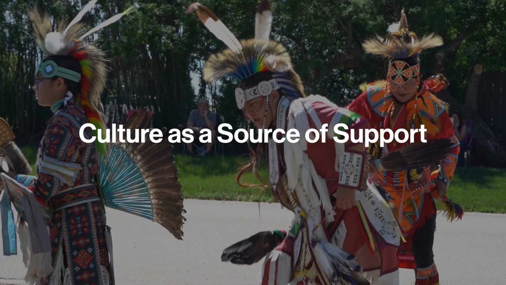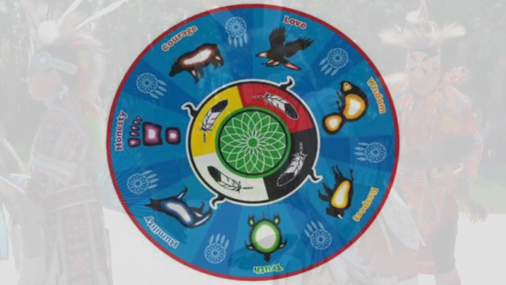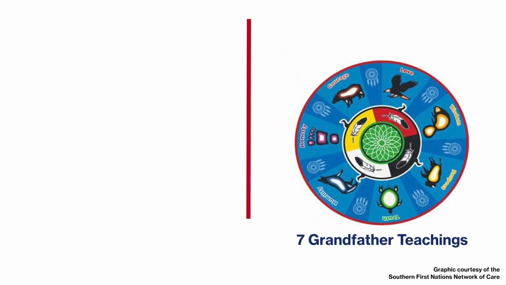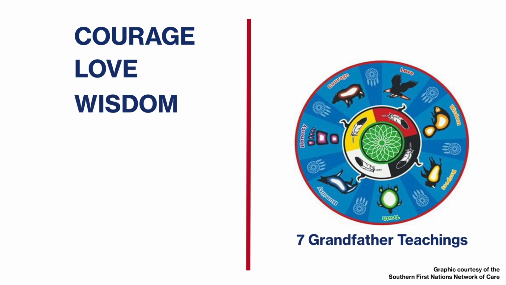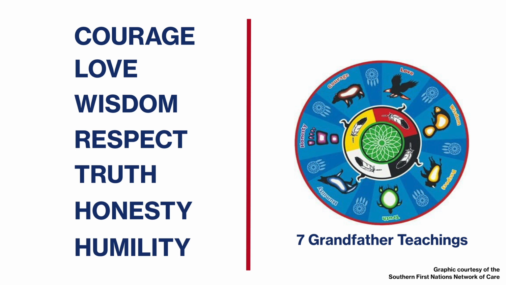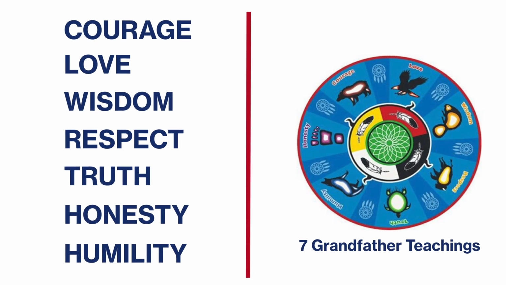Culture as a source of support. Many Indigenous cultures in this area of Canada consider the 7 grandfather teachings as core values: courage, love, wisdom, respect, truth, honesty, and humility. It's important to keep these values in mind when discussing autism because all children are valued and bring special gifts into families and communities.